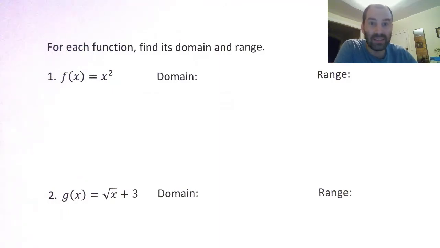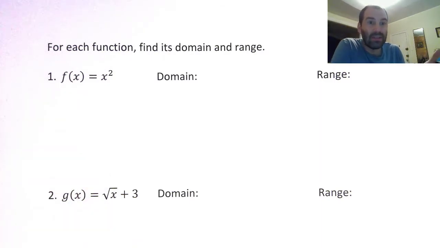So any positive number works. If I square those numbers, I get a meaningful number. 0, you could square 0. 0 squared is 0. I know what the answer is, so it's in the domain. What about negative numbers? Can I square negative numbers? Sure. You can square negative 3, you get 9. Square negative 5, you get 25.